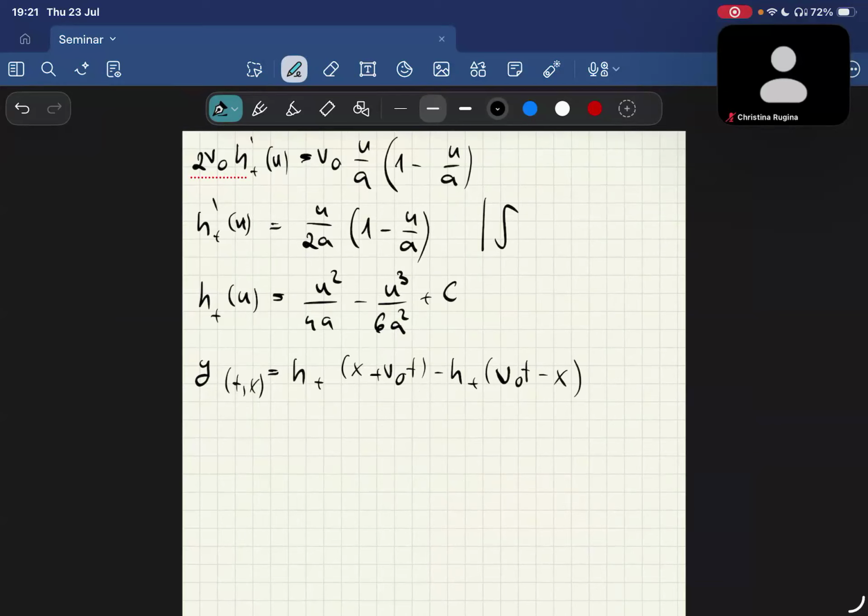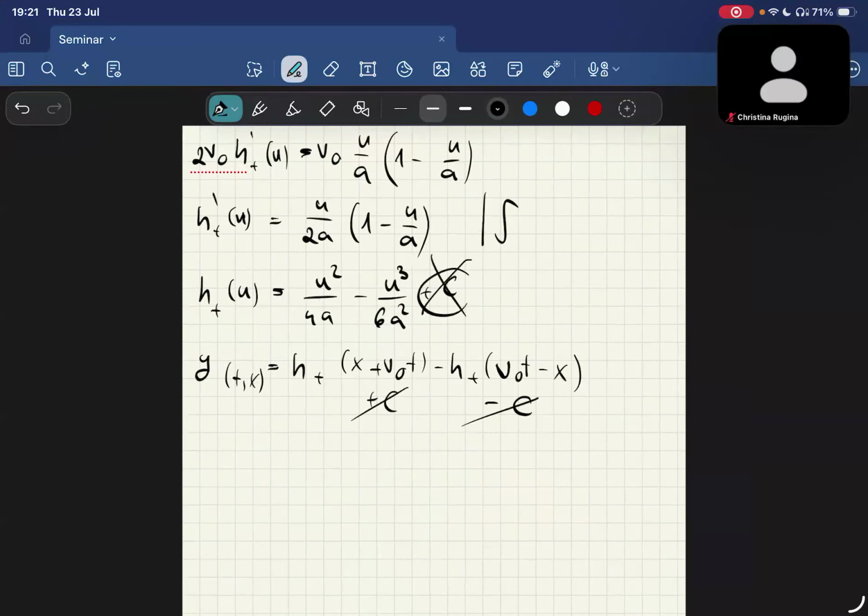Okay, so if we replace all of this in the relation, we get a plus c here and a minus c here. So these ones cancel out, so we don't really have to keep track of the constant here. So it's just this function right here.